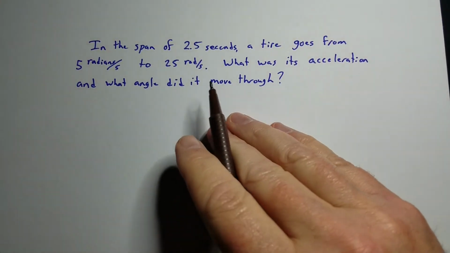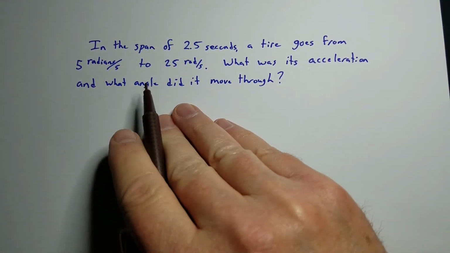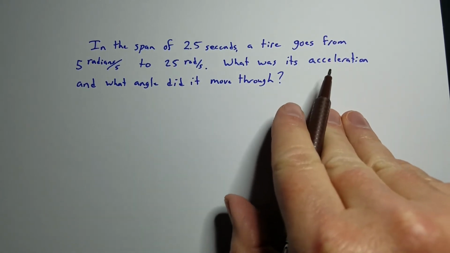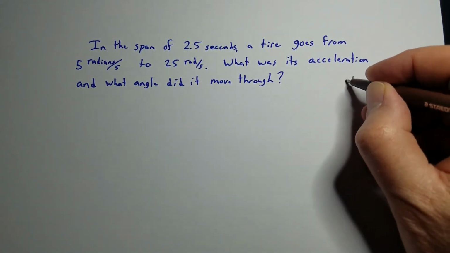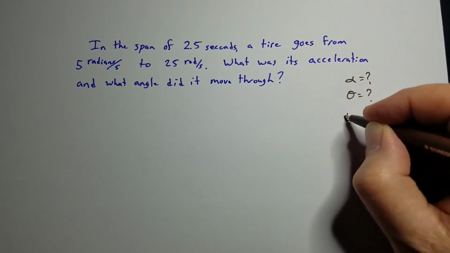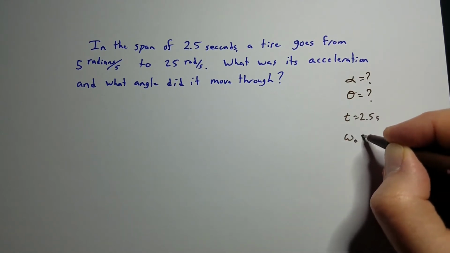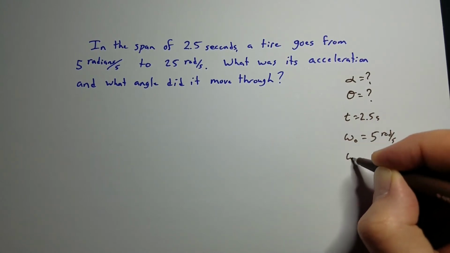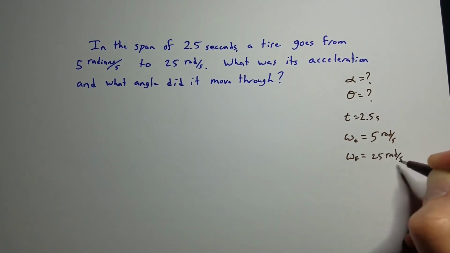In a span of 2.5 seconds, a tire goes from 5 radians per second to 25 radians per second. What was its angular acceleration, and what angle did it move through? So I'm looking for alpha, and I'm looking for theta. And I'm given a time of 2.5 seconds, an original speed of 5 radians per second, and a final angular speed of 25 radians per second.